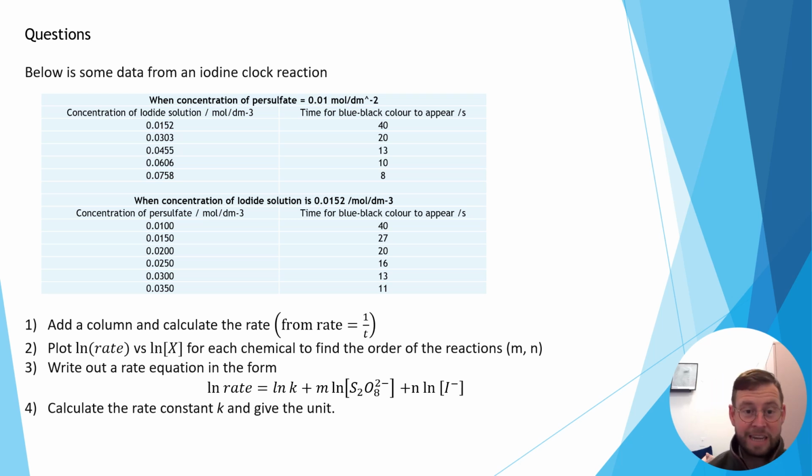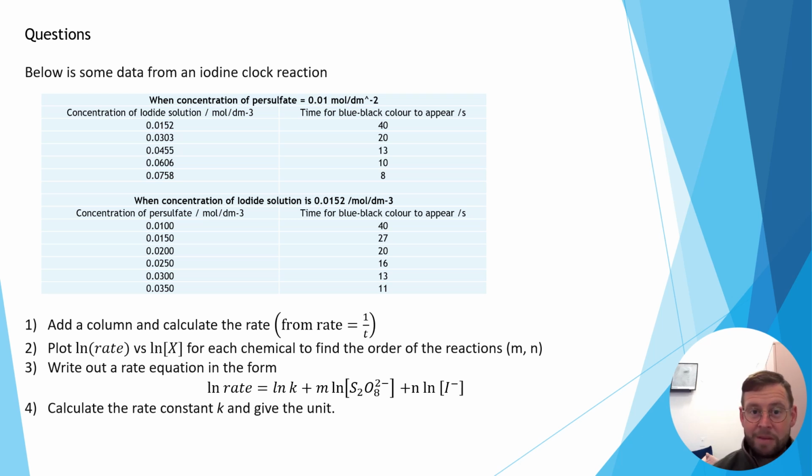The third part of this is now writing this out in rate equation form. So you can see that the ln of the rate is going to equal ln k plus m ln the concentration of the persulfate plus n ln the concentration of the iodide. So if we know that line, then we could write that out as just that the rate was equal to k, concentration of one to a certain power multiplied by concentration of the other to a certain power. See if you could write that down.